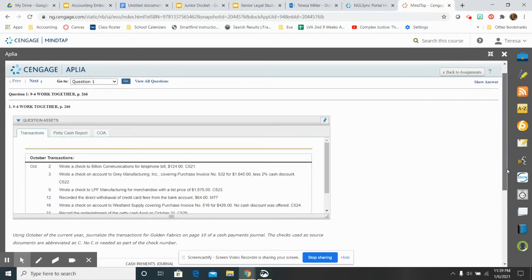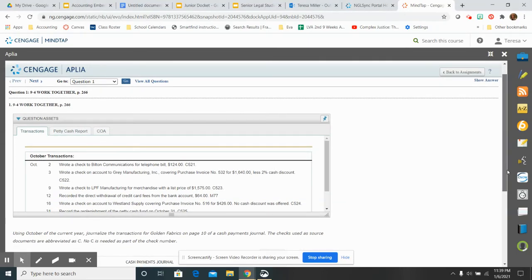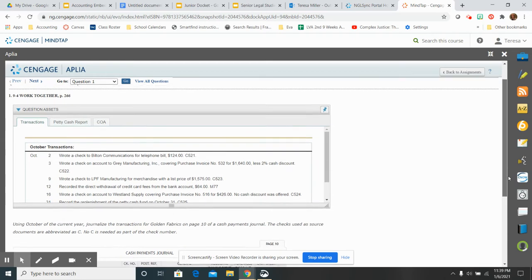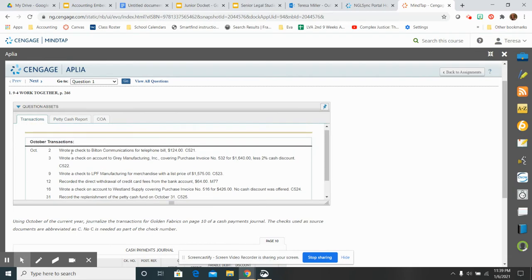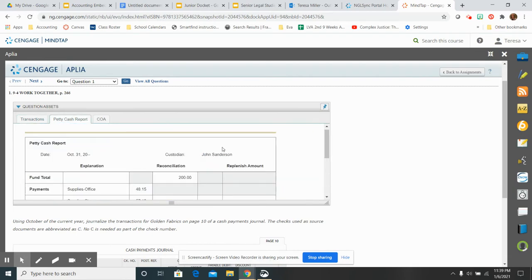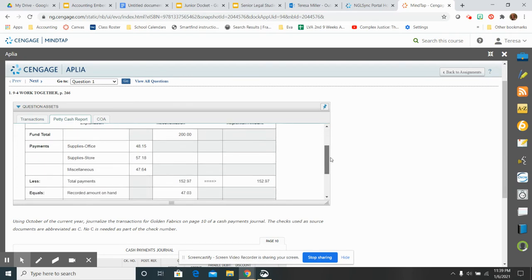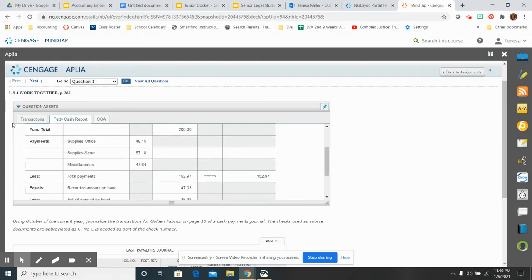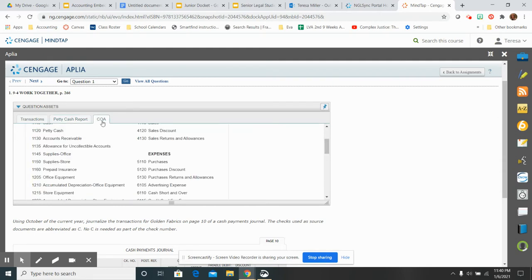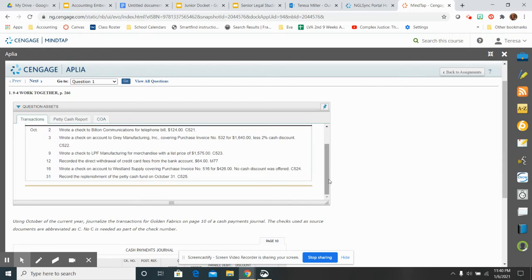Today we're going to get started right away with 9.4 and journalizing into a cash payments journal, which is our special journal that we're going to be working with here. In this problem, you can see that we have the transactions. We have 6 transactions. We have our petty cash report, which we could look at to find out how much we need to replenish in petty cash and what we actually affected. And then we have our chart of accounts. So let's go ahead and get started with our transactions.